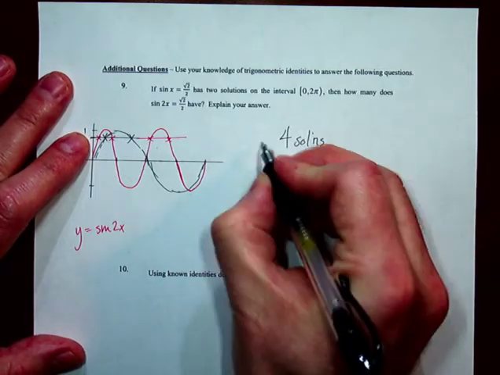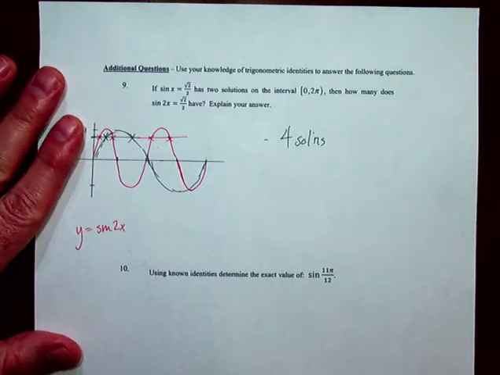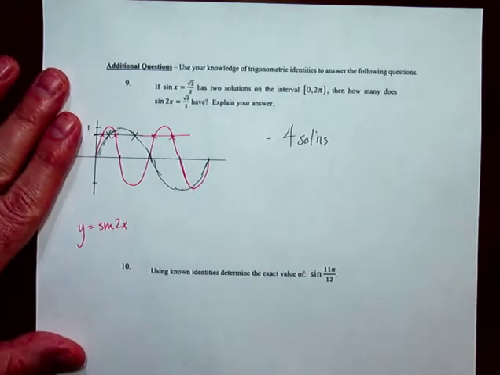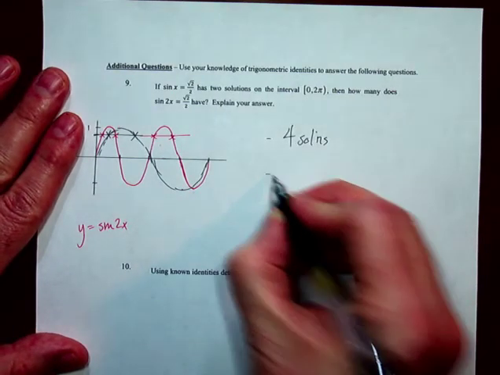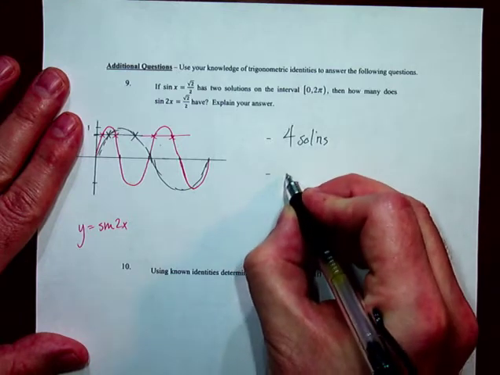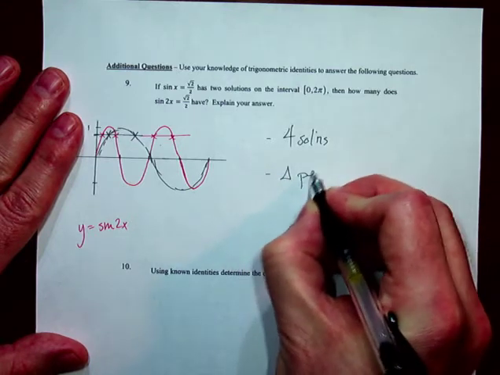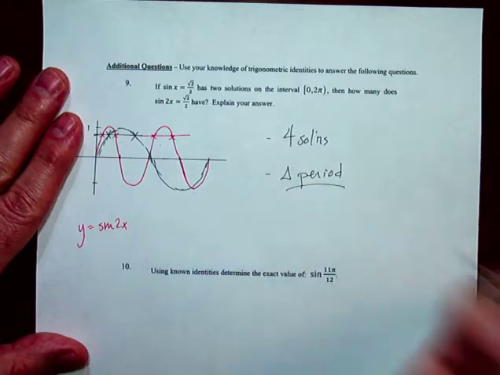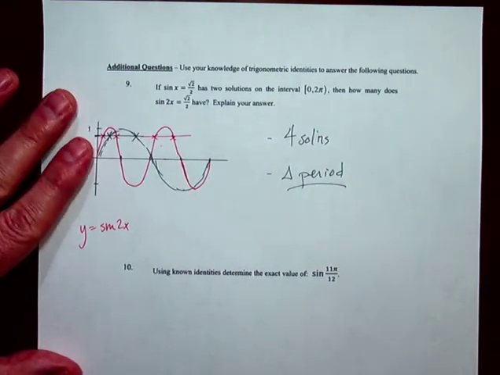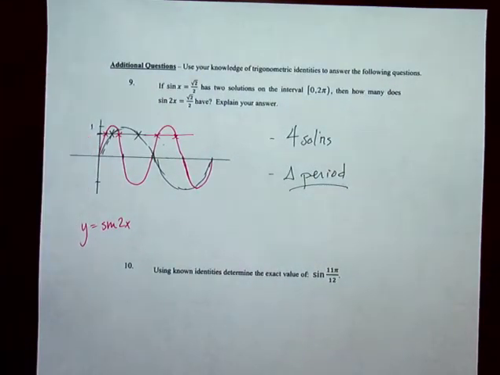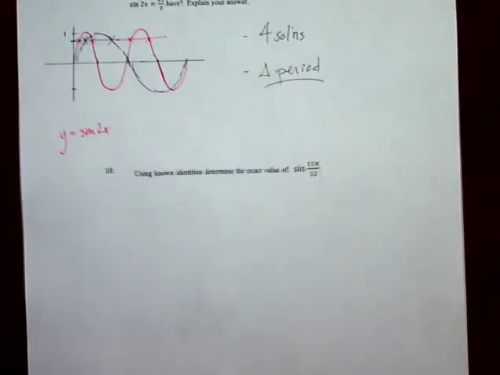And then I was looking for a legitimate explanation, and the easiest way to do that, since this is the way I described it, is basically a change in period, or just call it a horizontal shrink. It brings twice as many oscillations into the same interval. Now, let's go ahead down here.